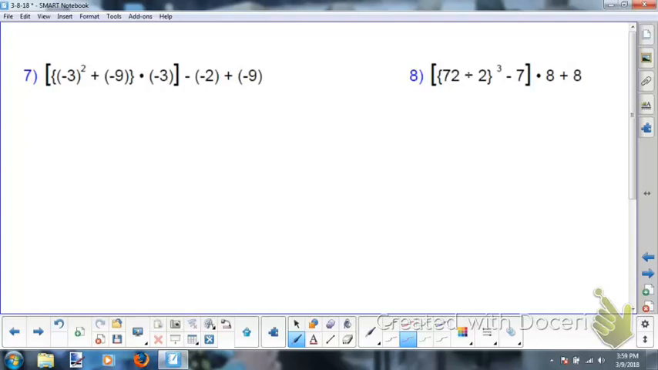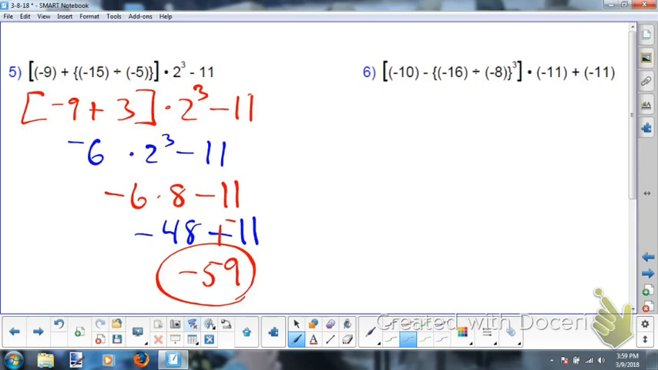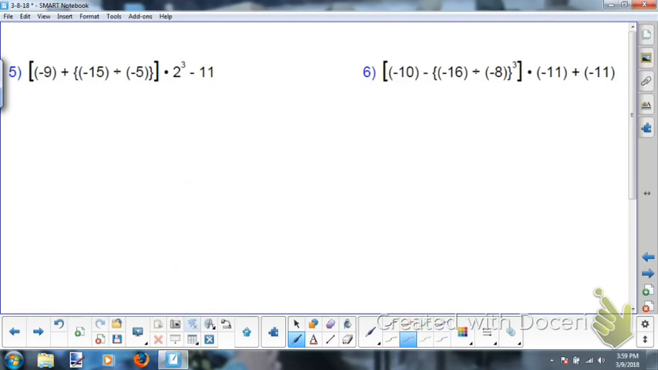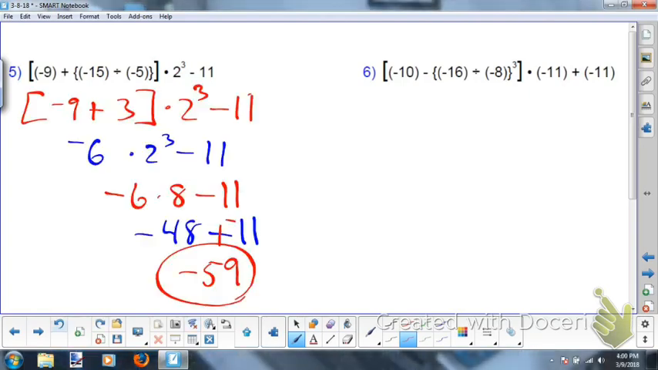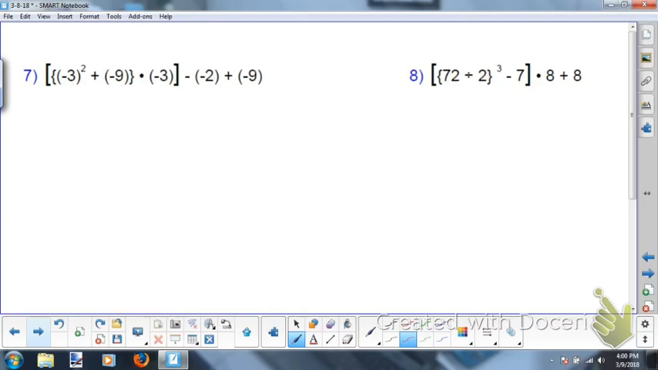Okay, I'm going to, how did that happen? I'm not even sure how that happened. I was going to work on a couple problems here. Oh, I know what I did. That was the last page, so let me go here.